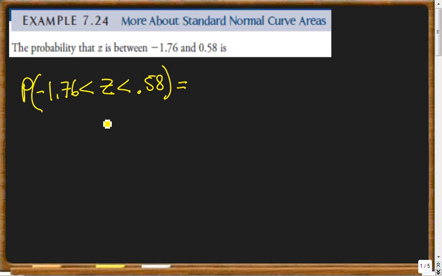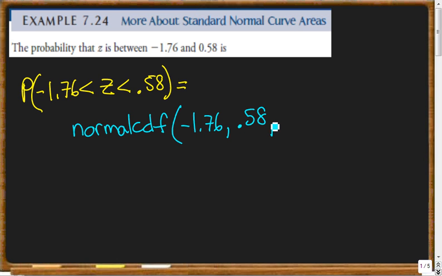Well, we're going to do the normal CDF. Our lower bound is going to be negative 1.76. Our upper bound is going to be 0.58. And our mean and standard deviation, because we're using the standard normal, and you know that because we're talking about z-scores, is going to be 0 and 1. Now, this is an unnecessary part. You can just type in negative 1.76 and 0.58, and it'll find it. But again, it's a good habit to get into.